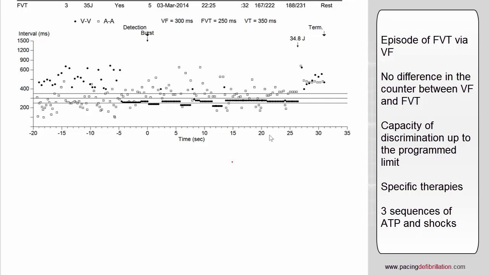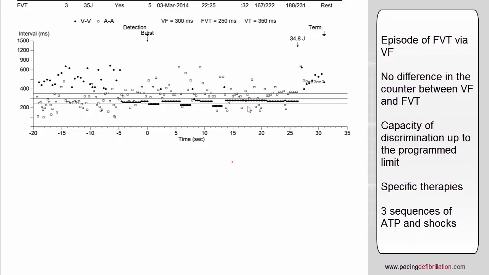So, what are the reasons for programming a third detection zone, the fast VT zone? It is not a question of counting, since we have explained that both in the fast VT zone and in the VF zone, you will use the same probabilistic VF counter if the fast VT zone has been programmed via VF. It is not a question of discrimination.